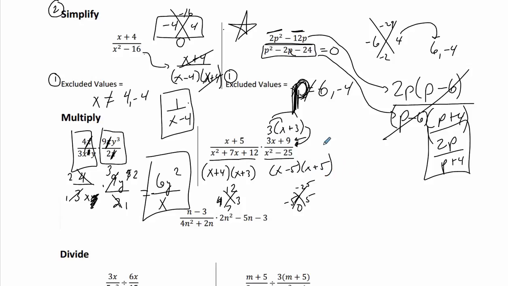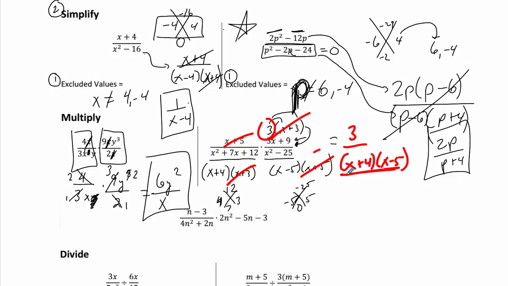So now, vertically, can't do anything here, can't do anything here. Can I do anything diagonally? Yes. The x plus 3's are gone, because they're the same. x plus 5 and x plus 5 are gone. They're the same. What do I have left on top? I have this 3 still that I didn't touch. What do I have left on the bottom? x plus 4 and x minus 5.